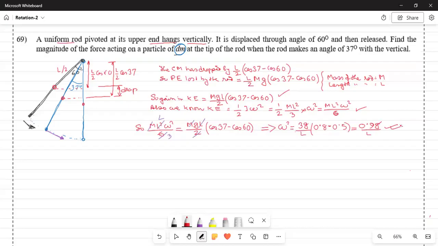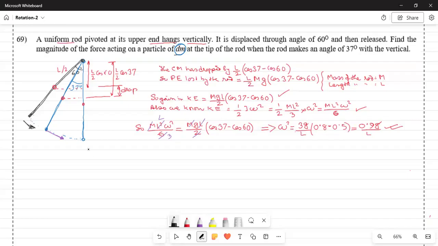We have got the value of omega square. In fact, we don't need the value of omega, so we shall not do the square rooting. We shall leave it there. Omega square is 0.9 g by L. Now, let's go to the next point.